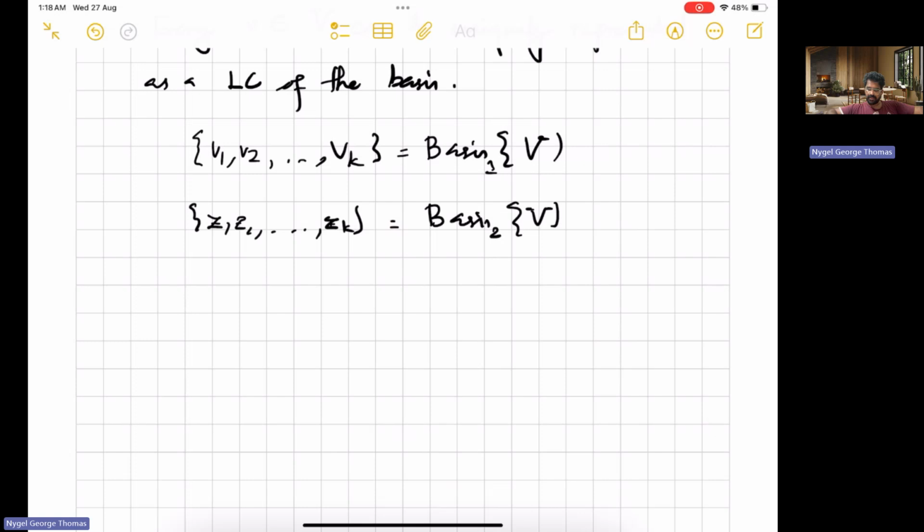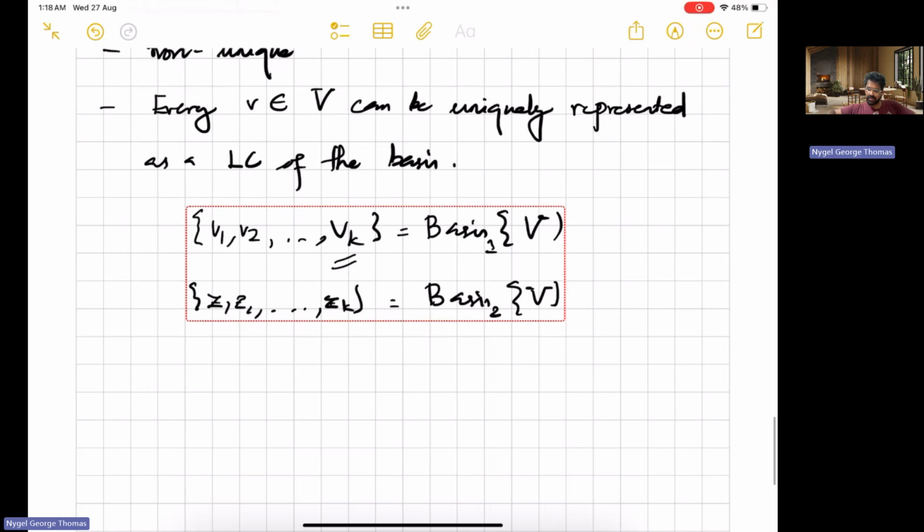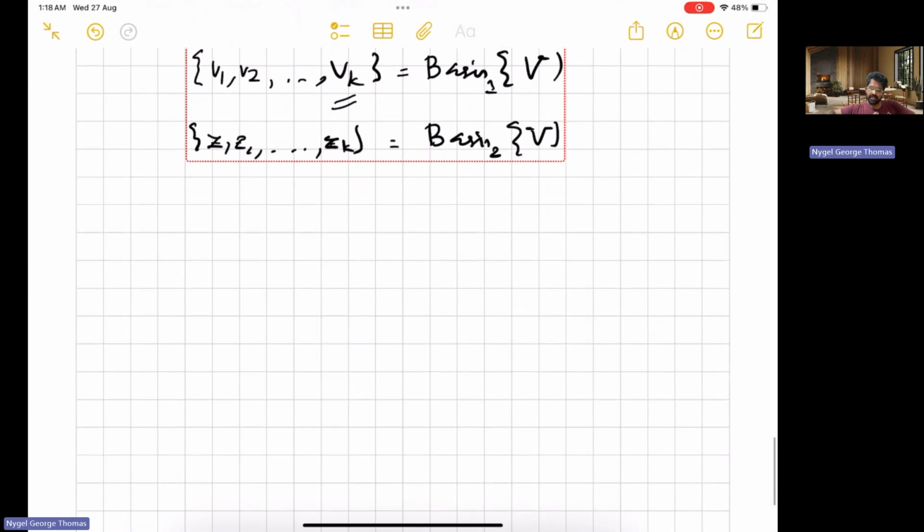Also there's something interesting here. We've taken the same number of vectors. Here we have k, here we have k. Is it necessary to have the same number of vectors to span the space? This is something we'll discuss later as what we call the basis theorem. Turns out that both have to be the same. But the basis is not unique. So the basis of a vector space is not unique.